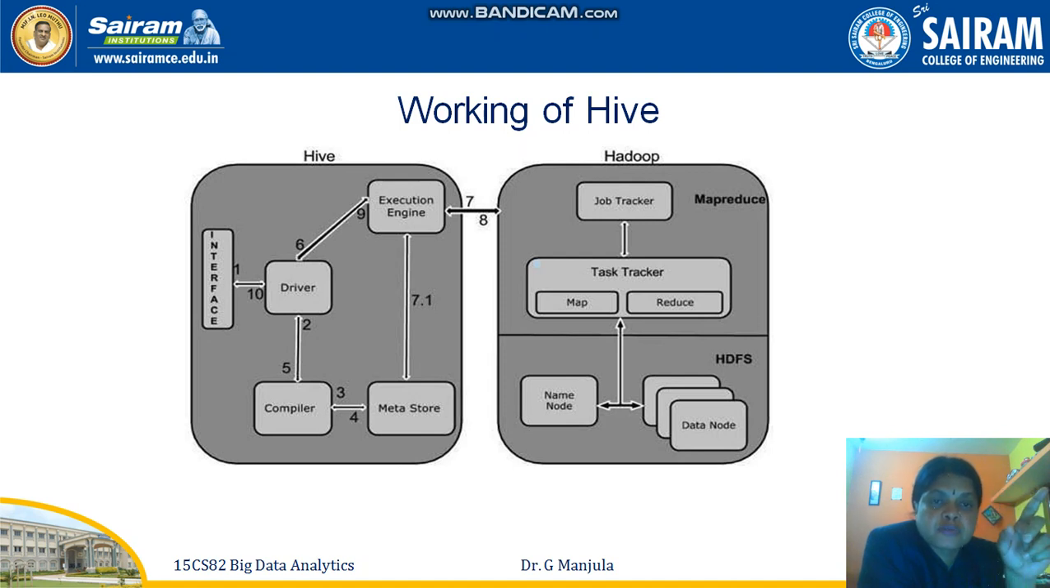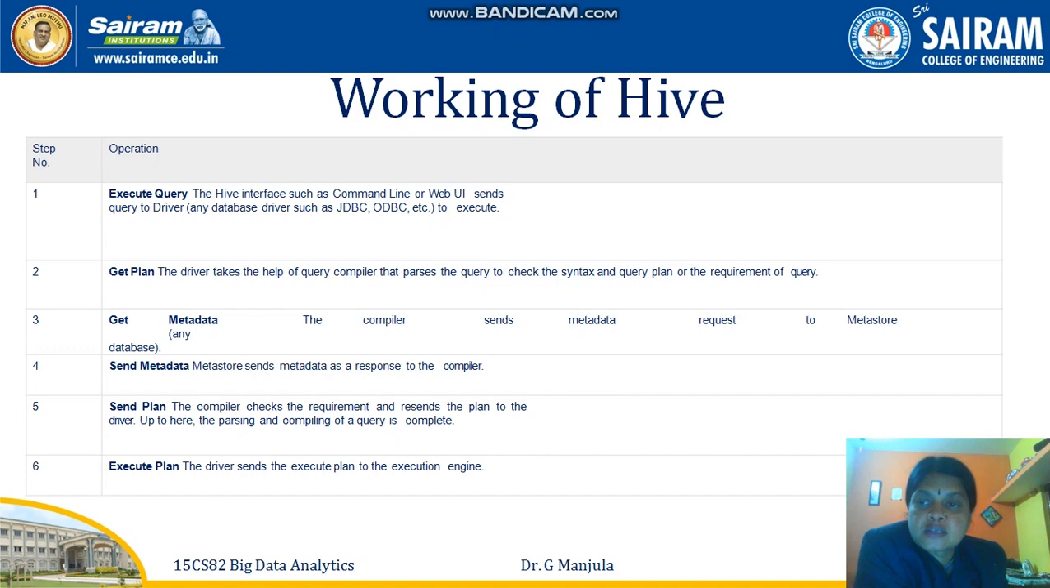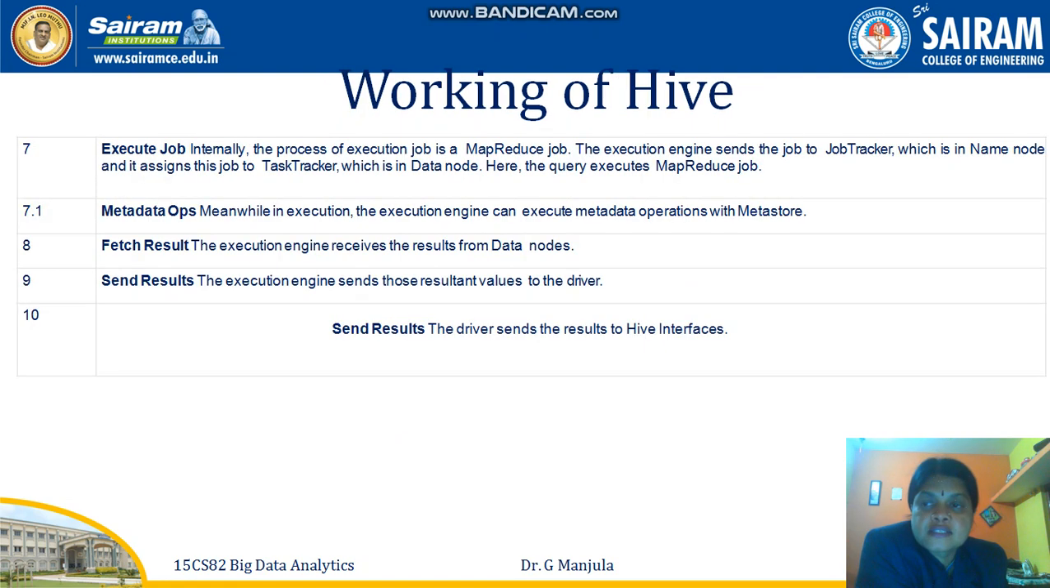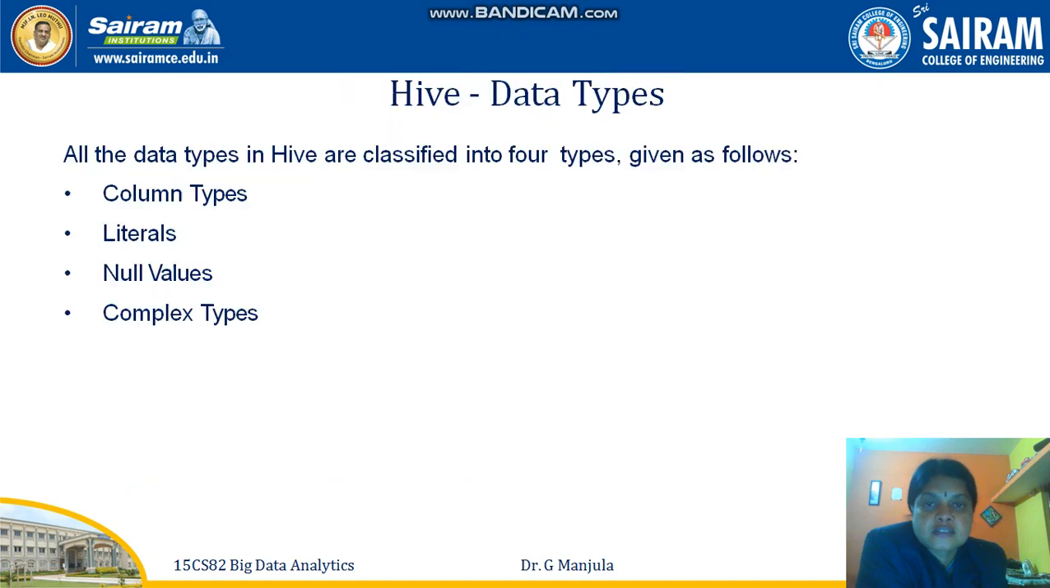In execution, it moves to Hadoop, that is, the MapReduce framework and HDFS. Once it has collected the data, it will travel back to the execution engine, and then reach us at the interface via the driver. So these are the 10 steps of the algorithm of how Hive works. This is about the operation as I discussed in the previous video: executing, getting the plan, getting the metadata, sending the metadata, sending the plan, and sending the results. So today we will move on to the data types of Hive.